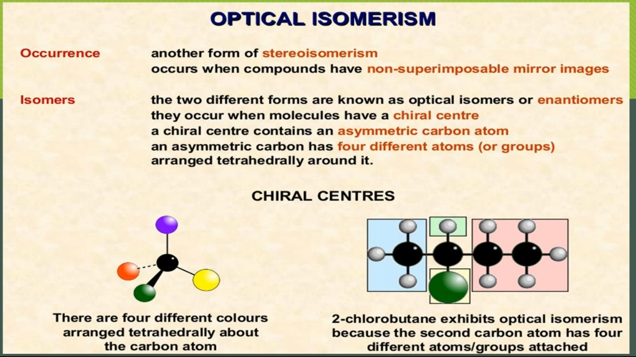They occur when molecules have a chiral center. A chiral center contains an asymmetric carbon atom. An asymmetric carbon has 4 different atoms or groups arranged tetrahedrally around it. So you can see in the first structure, there are 4 different colors arranged tetrahedrally about the carbon atom. The 4 different colors indicate 4 different atoms or groups. So 2-chlorobutane exhibits optical isomerism because the second carbon atom has 4 different atoms or groups attached. Hence 2-chlorobutane has optical activity.